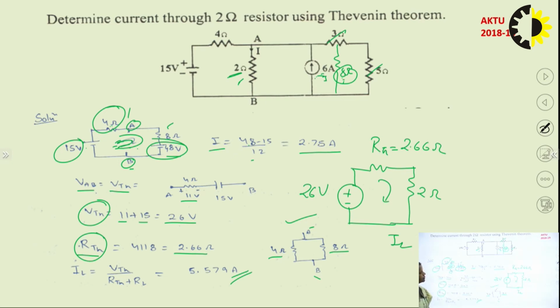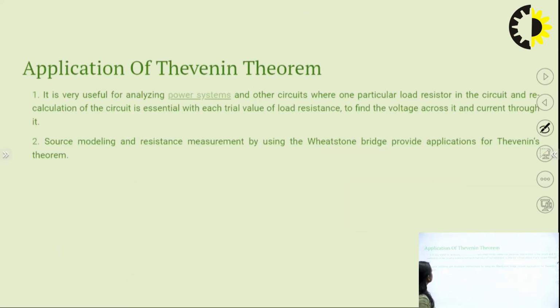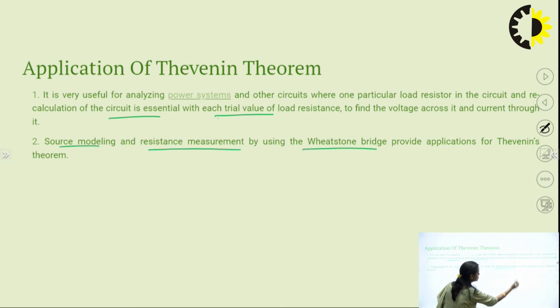So I hope by this time you know how to solve the equations related to Thevenin's theorem. These are the applications of Thevenin's theorem. It is very useful for analyzing power systems and other circuits where one particular load resistor in the circuit is variable, and recalculation of the circuit is essential with each trial value of load resistance to find the voltage across it and the current through it, right? And source modeling and resistance measurement by using the Wheatstone bridge provide applications for Thevenin's theorem.